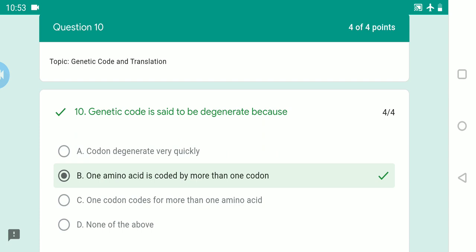But here, when it comes to degenerate, the characteristic is that one amino acid is coded by more than one codon. That's why the genetic code is said to be degenerate. Which is the right option? Option B is the right option.